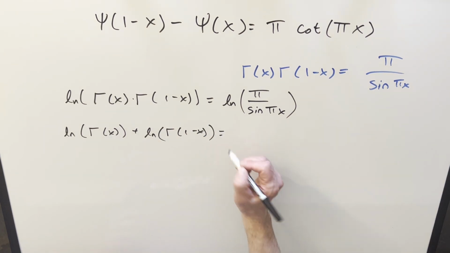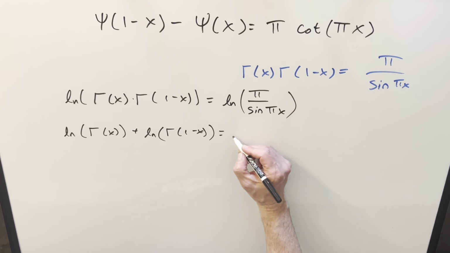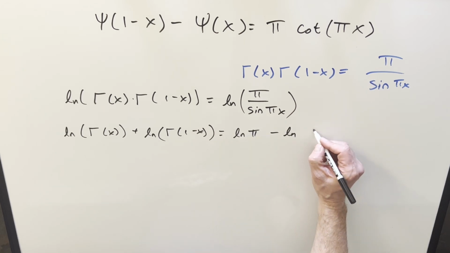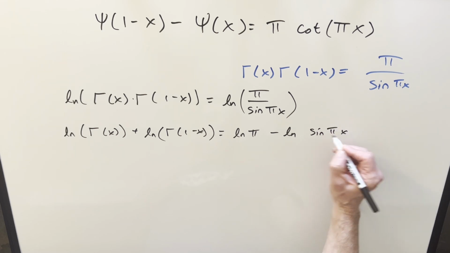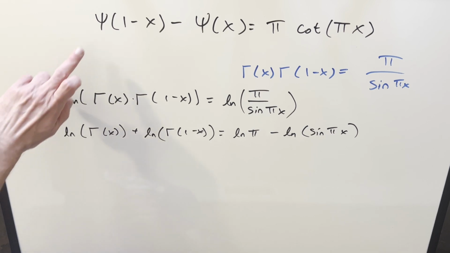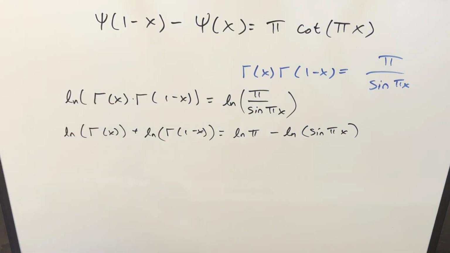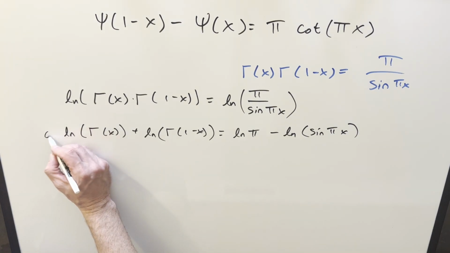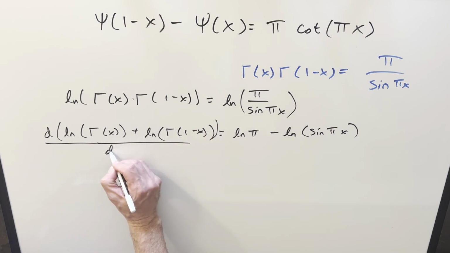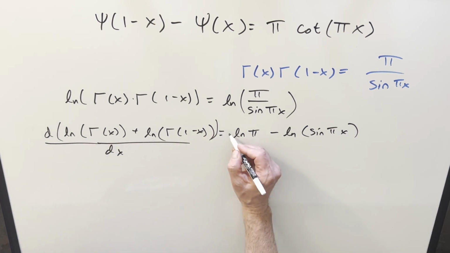And then on the right side, again, log properties, we can turn this into a subtraction and write it as natural log pi minus natural log sine pi x. And then the next step's kind of interesting. Keep in mind the digamma function is related to the gamma function through the derivative, actually through the derivative of the natural log. So if I take the derivative on both sides, this is going to be nice. So what I want to do is take d/dx on the left side and do the same thing on the right side.